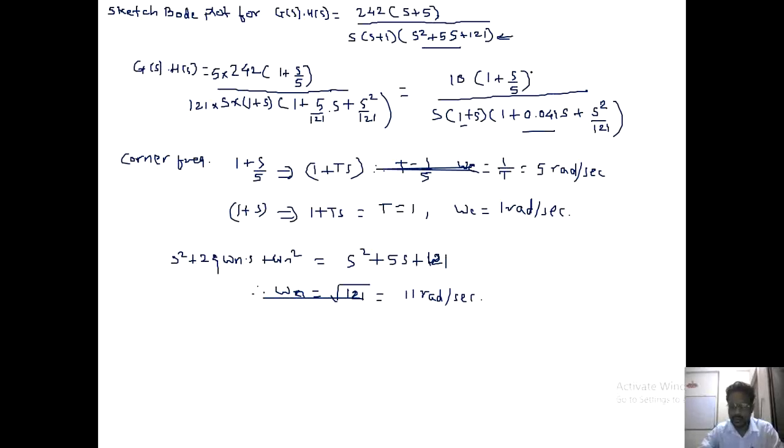So the corner frequency for this is 5, for this is 1, and for this is 11. So what will be the sequence? The sequence is the simple pole because its corner frequency is 1, then secondly 5, and lastly 11. Okay, now one more important term. Whenever a quadratic pole or quadratic zero is present in a numerical, we have to calculate the correction value.